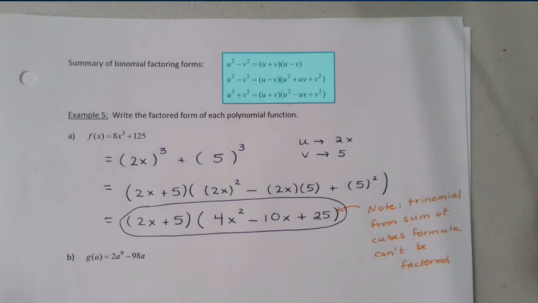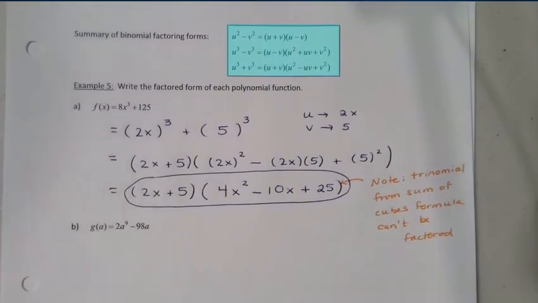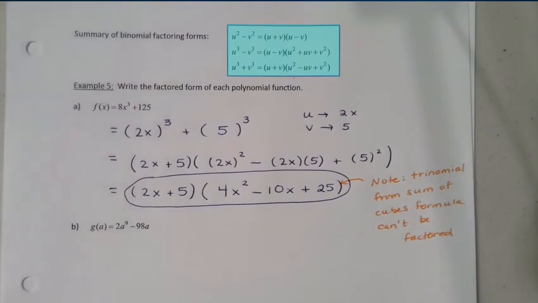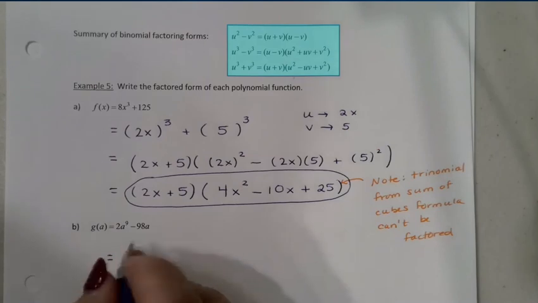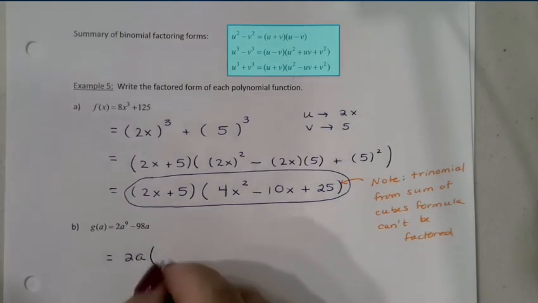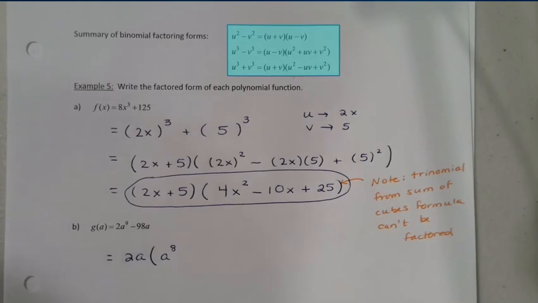All right, in B, as I look at that, right now it doesn't look like squares or cubes, but then I'm going to notice, wait a minute, there's a GCF here, right? And we should always factor out a GCF as our first step if we have one. So I'm going to factor out a 2a. It's going to make that a to the 8th minus 49.